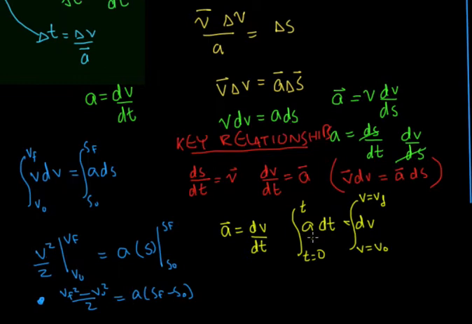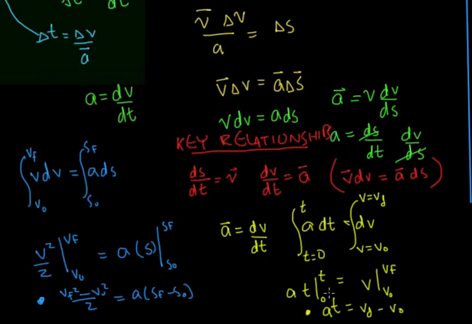The integral of a with respect to t, if a is a constant like 9.8, we can move that out. It's just a, and then dt, integral of that is t, from 0 to t, equals the integral of dv with respect to v is just v, evaluated at velocity final minus velocity initial. Well, that just gives us a t minus 0, which we won't include, equals velocity final minus velocity initial, or velocity final equals velocity initial plus a times t.